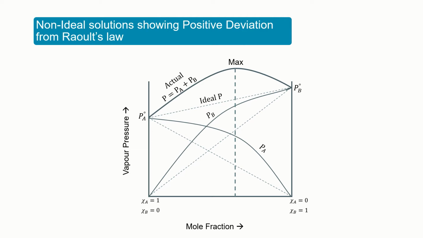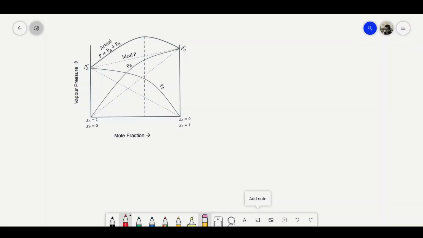The boiling points of such solutions are relatively lower as compared to those of pure components, because the higher the vapor pressure, the lower the boiling point. Now, by varying the composition of A and B in the solution, we observe that at a particular concentration the vapor pressure is maximum. Here, when we have maximum vapor pressure, the boiling point will be minimum, and the boiling point of this solution at this particular concentration will be lower than the boiling points of the pure components A and B.